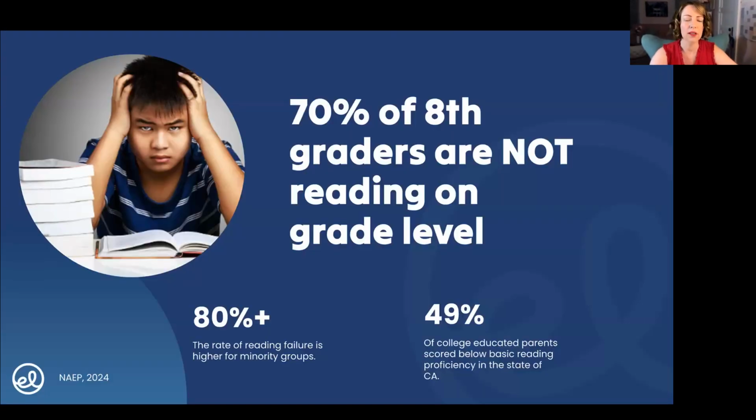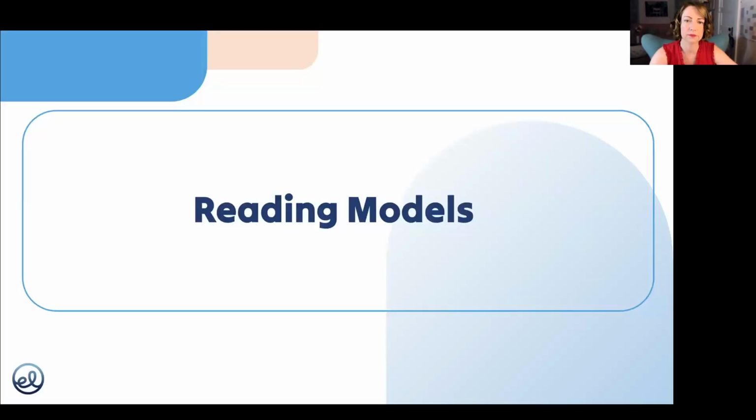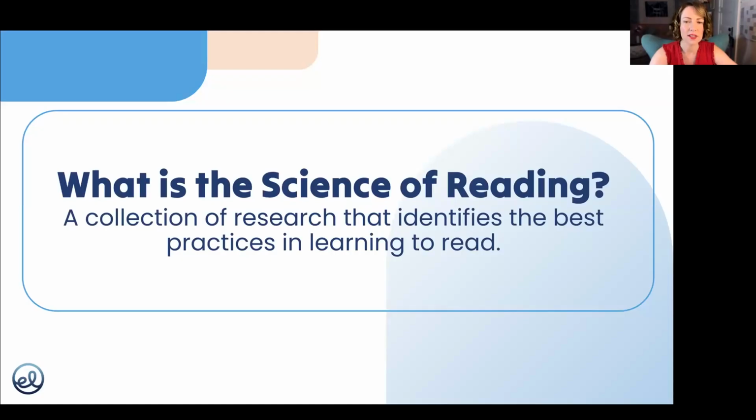I want to continually bring this statistic back to our mind so it's at the forefront. So 70% of 8th graders are not reading on grade level in our country. 70% of 12th graders, seniors, are not reading on grade level in our country. So keep this in mind, and that percentage is even higher for our minority or subpopulations. Again, this is review. What is the science of reading? It's a collection of research that identifies the best practices in learning to read.